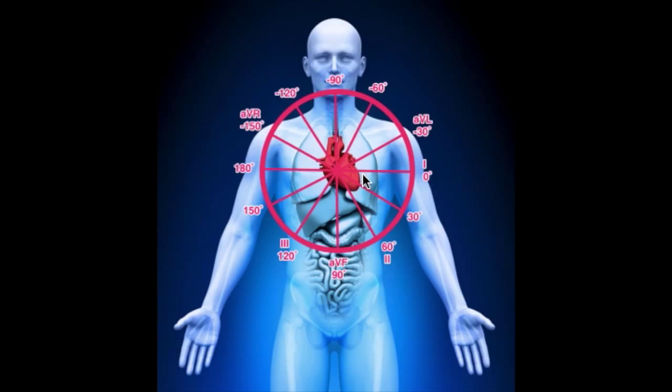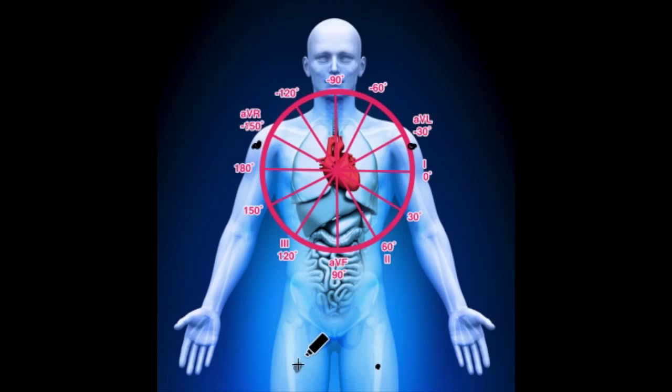So, in order to do that, let's review the leads a little bit. We already did that in previous posts. However, I want to review it real quick so we know what we're looking at. When we put our patients on the monitor, we use real sticky electrodes, the little white pads, and we place one here on the right arm, then one here on the left arm, then one here on the left leg, and then lastly, one here on the right leg.